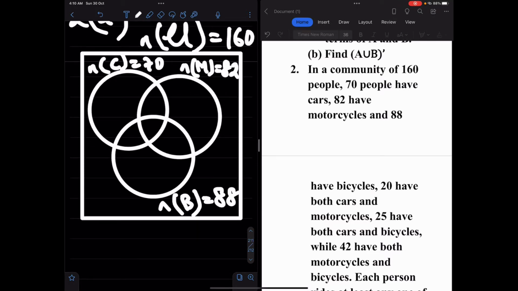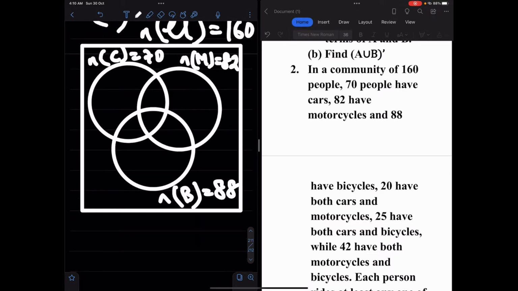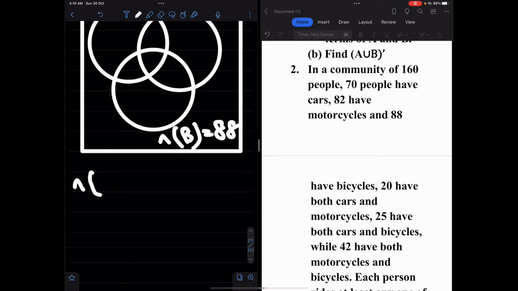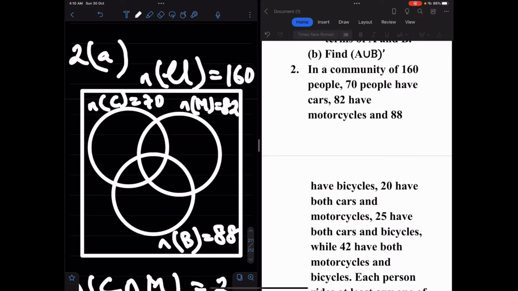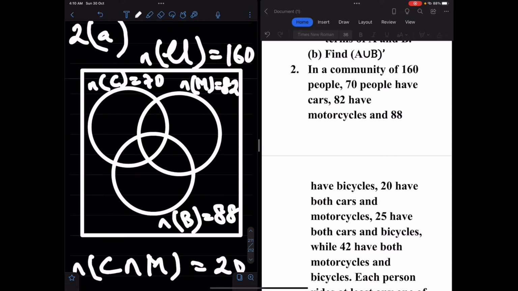Now 20 have both cars and motorcycles. That's the set C intersection M, which is 20. And that's the whole of this place, cars and motorcycles. It's a combination of those who have cars and motorcycles only, and those who have all the 3 vehicles: cars, motorcycles, and bicycles.